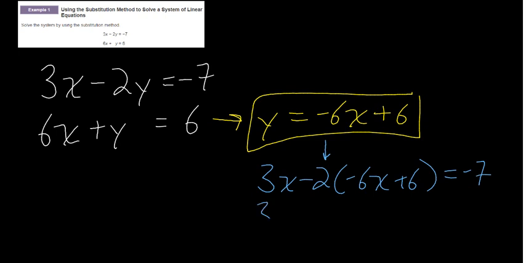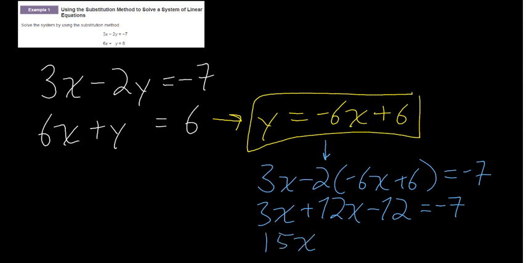So we're going to have a 3x, and then we're going to distribute the -2 into both of these. So it's going to be a positive 12x minus 12. That's going to be equal to a negative 7. And again, I feel like y'all can't see these toolbars down here, so I'm going to have to move these real quick. All right, and then we solve this. Well, 3x plus 12x, so that's going to be 15x.